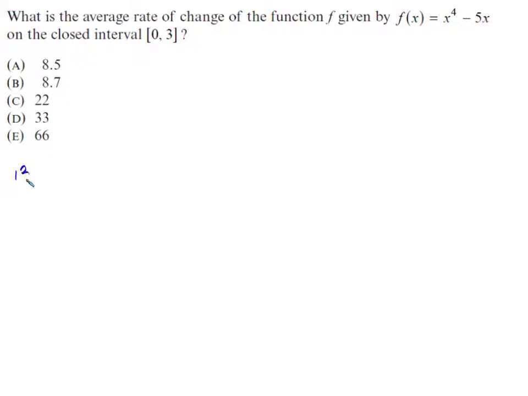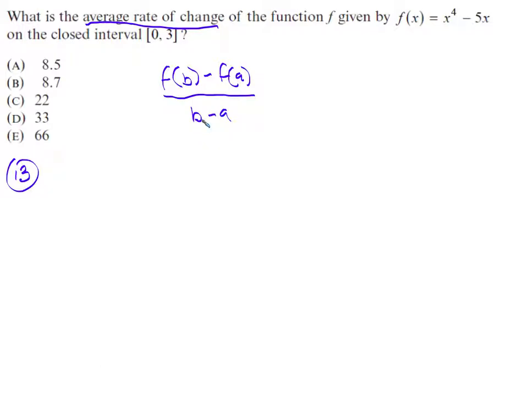Number 13. What is the average rate of change? Whenever you see that word, you should immediately be thinking of the formula for average rate of change. But let's read on: of the function given by that on the closed interval. Well, we're going to need the formula anyway, so go ahead and recall. What is that formula? Think about it in your mind. I'll give it to us right now. It is f of b minus f of a, all of that divided by b minus a.